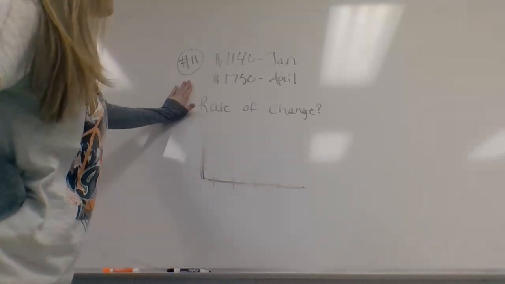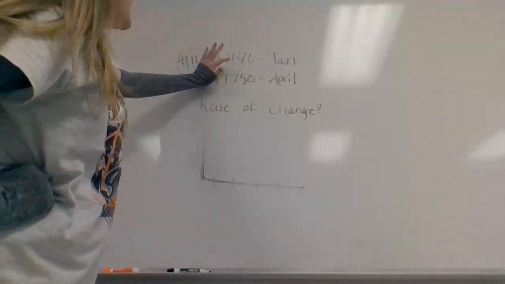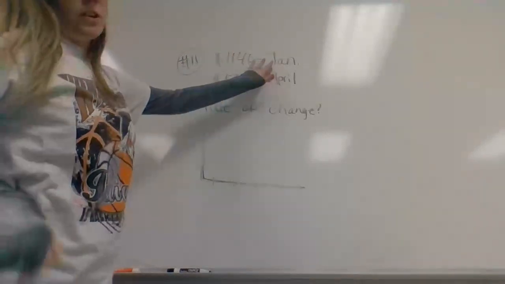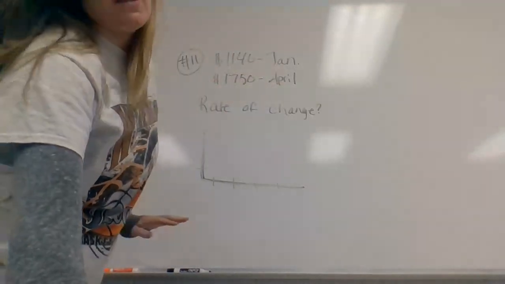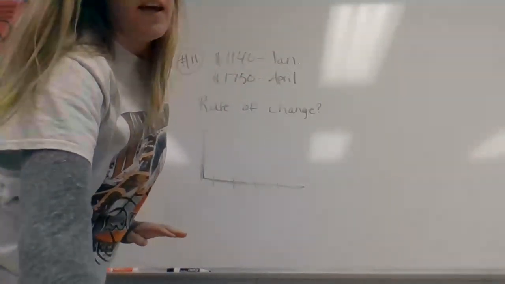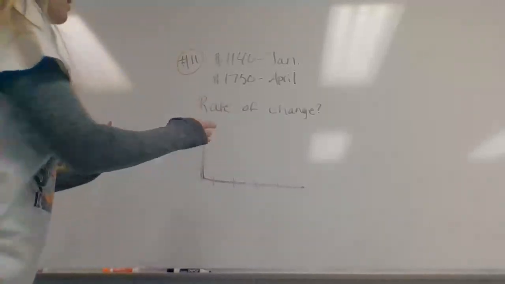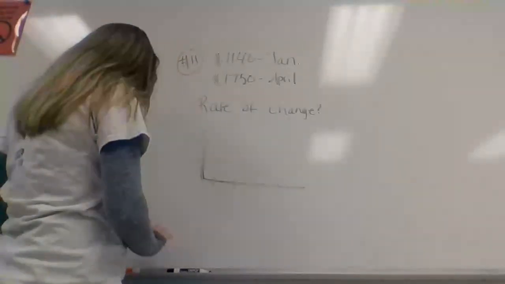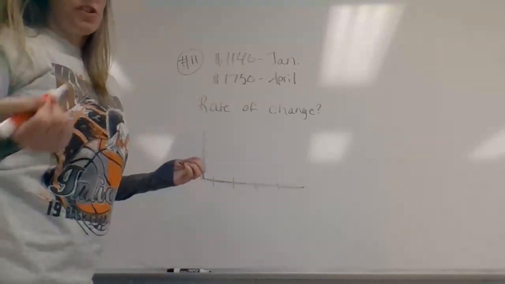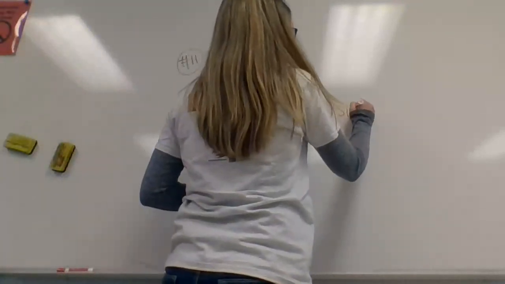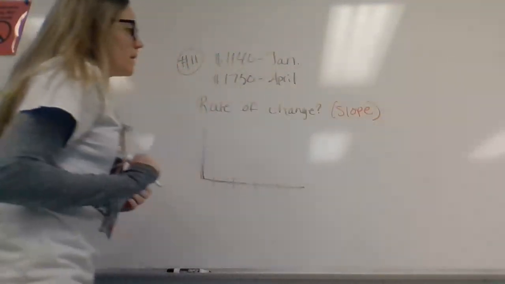So I started with the information I know. I started with he had $1,140 in January and ended with $1,750 in April. Now it's asking what the rate of change is. And the rate of change is just another fancy word for slope. So think about it like that.